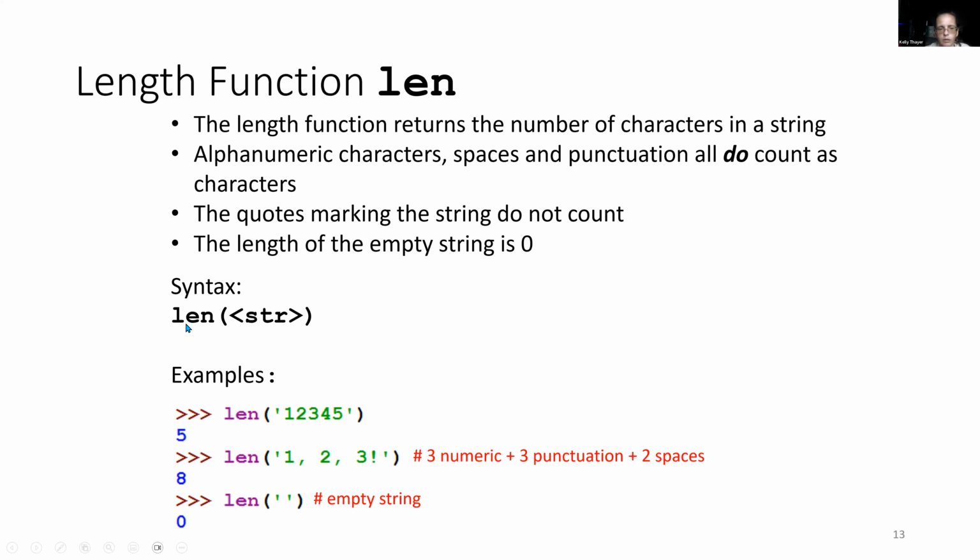So you would get the length of something by doing length of the string. So here is length of a string containing 5 digits, and that's 5. 1, 2, 3, 4, 5. Here is the length of 1, 2, 3 with some punctuation in here. So notice that we are counting over all of the numbers. The commas also count. We have an exclamation point that counts, and the spaces count as well. We have 3 numeric characters, 3 punctuation characters, and 2 spaces in between to sum up to a total of 8. And then we have the length of the empty string, which is 0.